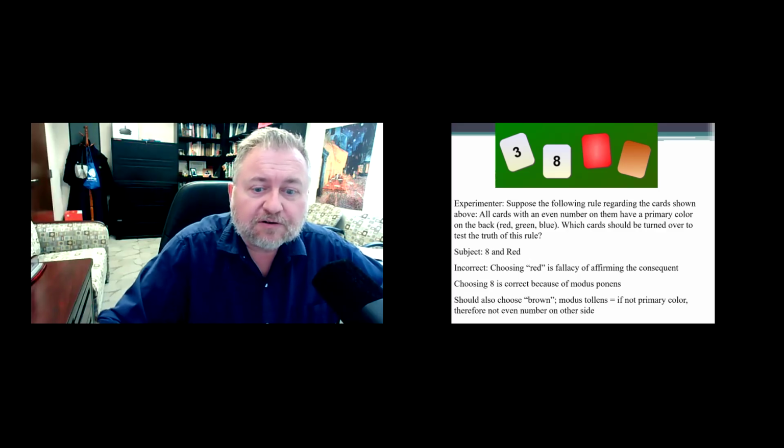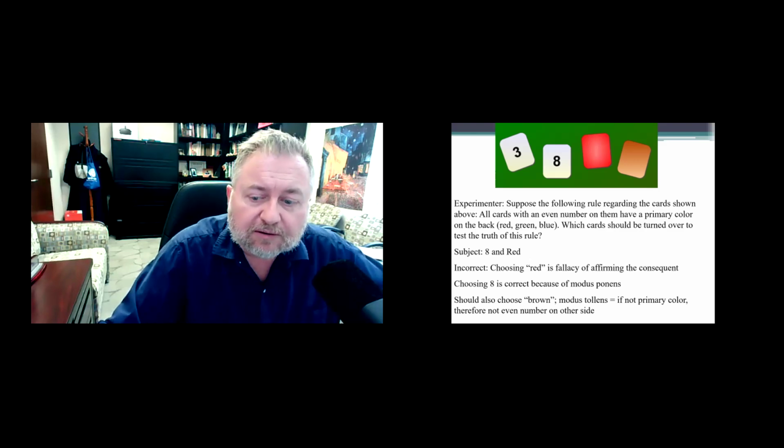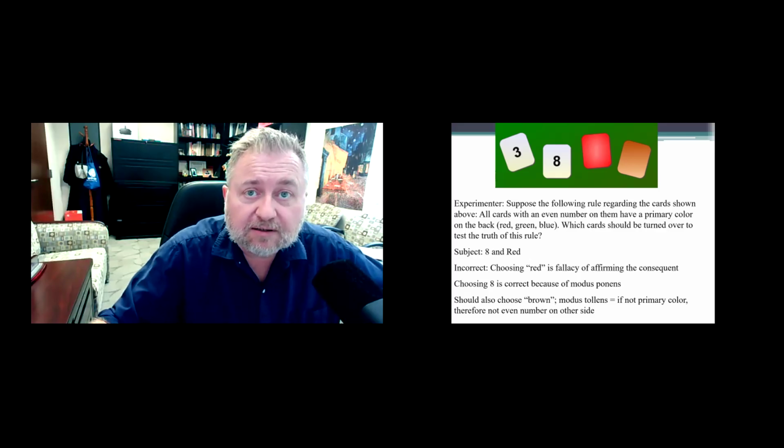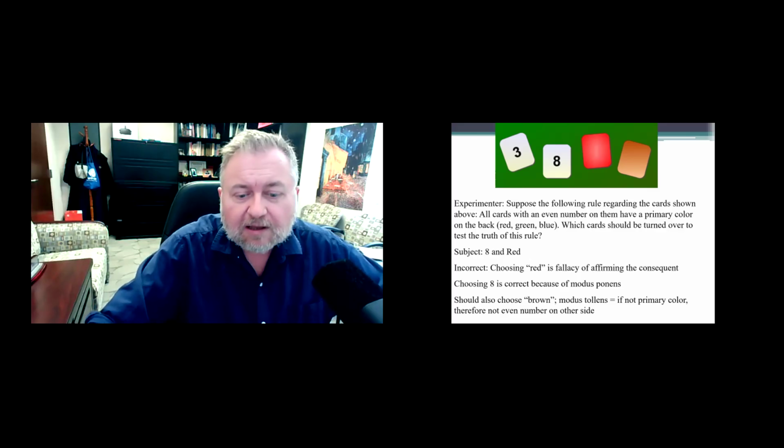Odd numbers can also have a primary color. That hasn't been ruled out by our rule. It only applies to the even numbers. So choosing to turn over the red card is an example of the affirming the consequent fallacy, right? Turning over the 3 would be denying the antecedent, right?